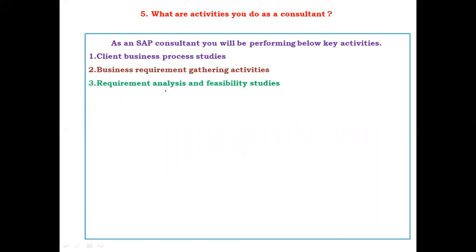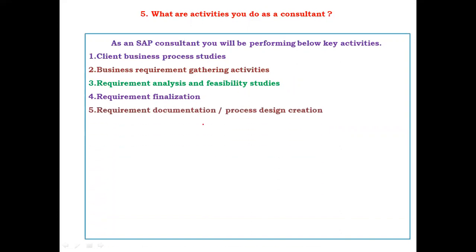Next, requirement analysis and feasibility check. Of course, we studied the process and gathered the information, now we check whether it is possible from our side or not. Do we have that much manpower? Can we possibly produce it or not? That we call requirement analysis and feasibility studies. Once it is possible from our side, next is finalization of requirements.